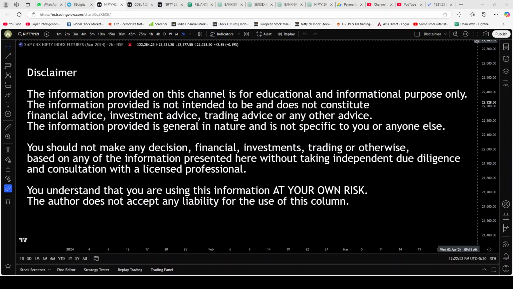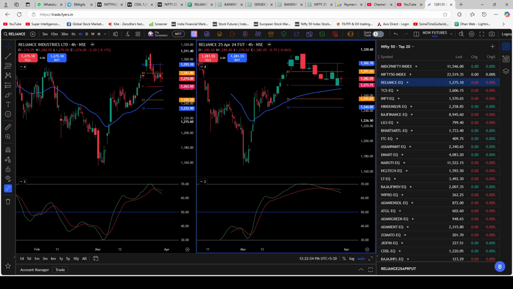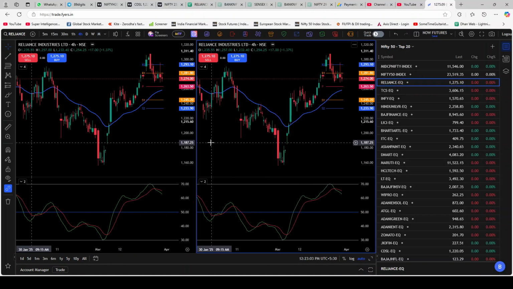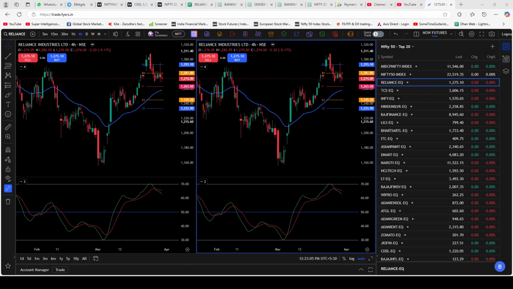So we'll straight away go to a page. This is the page. I've got Reliance Industries on the left and Reliance Industries futures on the right. Let me just click on this also and make it Reliance Industries. So now I have Reliance Industries on both the screens, on the left as well as the right. It's a spot chart of Reliance, and I'm going to be using Fyers for this demo.